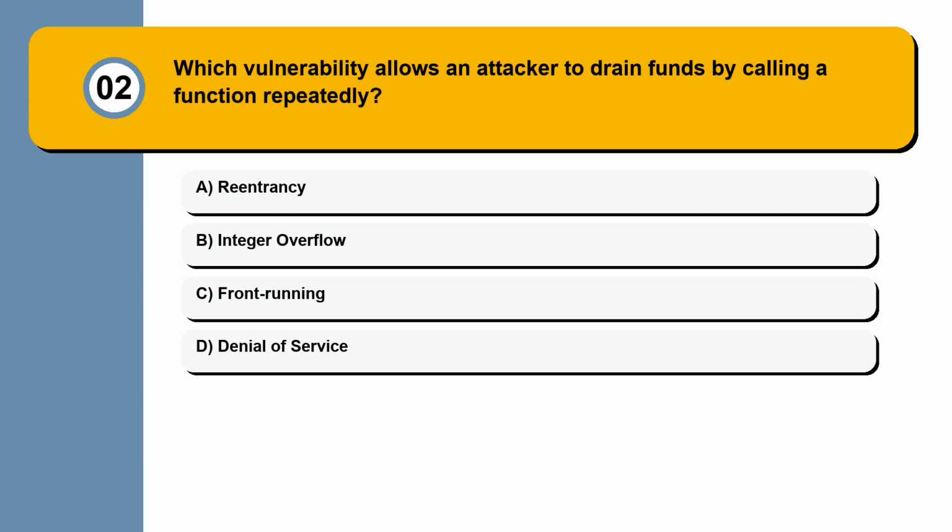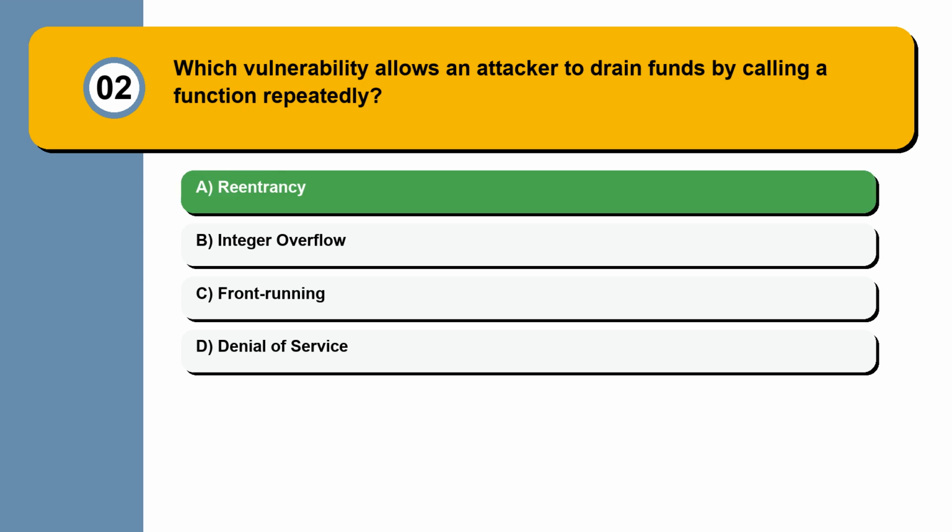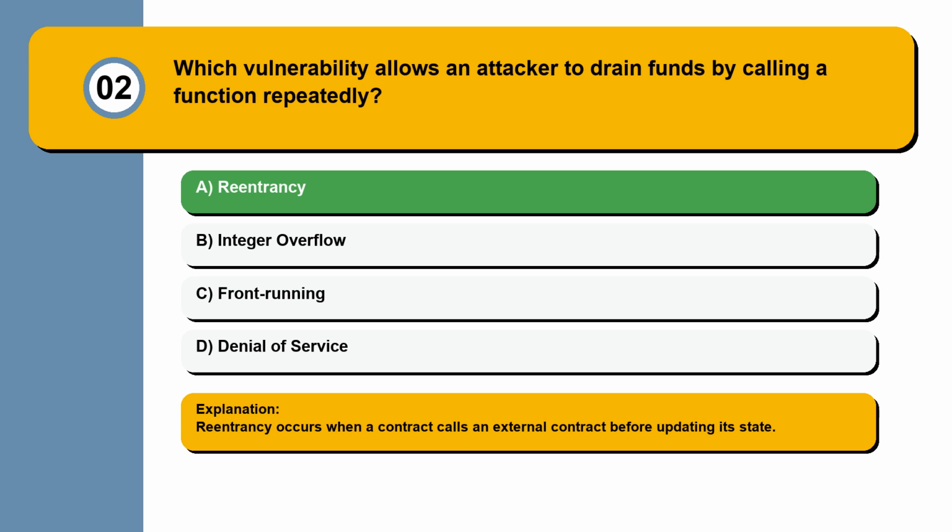Question 2. Which vulnerability allows an attacker to drain funds by calling a function repeatedly? Reentrancy, integer overflow, front-running, denial of service. Reentrancy occurs when a contract calls an external contract before updating its state.